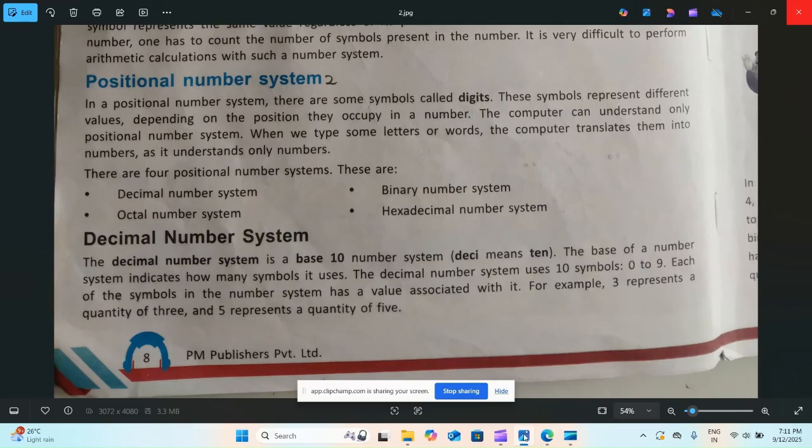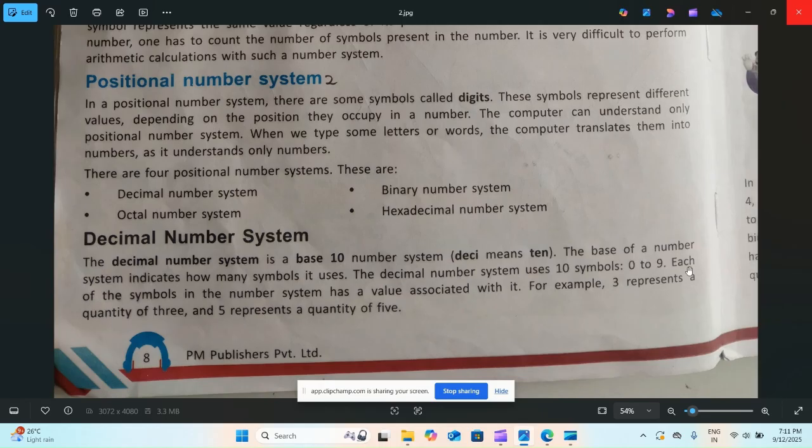There are four positional number systems. These are the decimal number system, binary number system, octal number system, and hexadecimal number system. We'll see them one by one. The decimal number system is a base 10 number system. Decimal means 10. The base of a number system indicates how many symbols it uses. Base 10 means 10 symbols. So which 10 symbols does the decimal number system use? From 0 to 9.